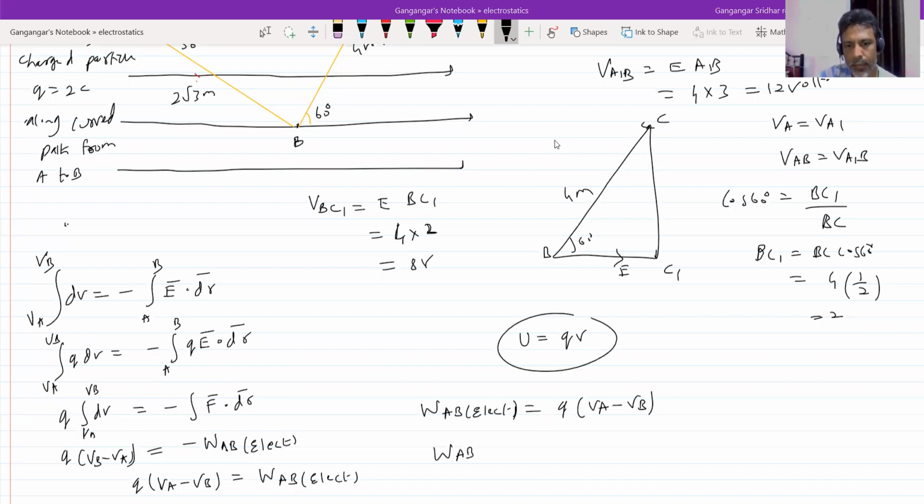Work done by external agent should be equal to Q into VB minus VA. Anybody, can you say why I changed it to VB minus VA? Because work done by external agent and work done by electrostatic force will always be equal and opposite.